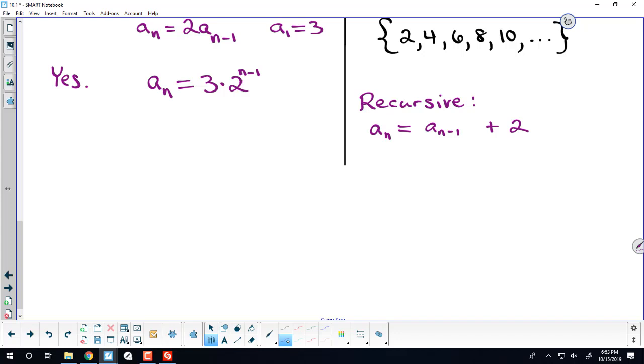With recursive formulas, if you're going to define the next term in terms of the previous, you always have to know what the starting term is, right? Like if you didn't know where this started, there's no way to define that. So we also have to say that the first term is equal to 2. That way we can get the 4, the 6, the 8, and the 10. Otherwise, if the first term was 5, then the next term would be 7, then 9. So the recursive formulas do stipulate where you start.